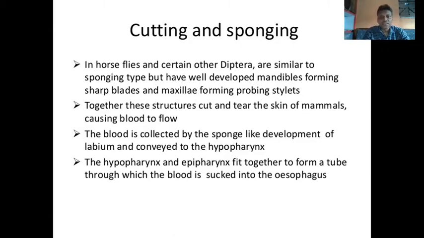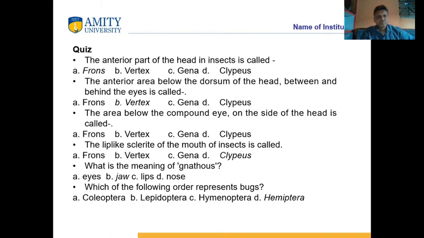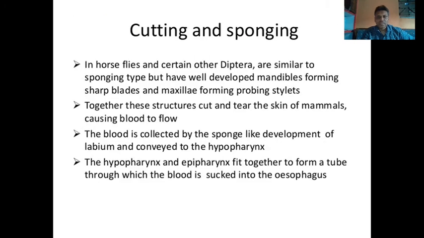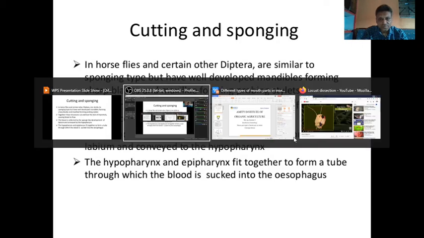Now cutting and sponging. Horseflies and certain dipterans have cutting and sponging type of mouthparts. They can cut the skin and take the blood into their hypopharynx and into their esophagus. So with this we come to the end of this PowerPoint presentation. Now we'll watch the video to clear the doubts about the mouthparts. Let us see the video.